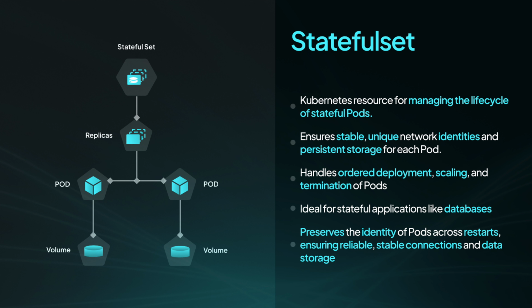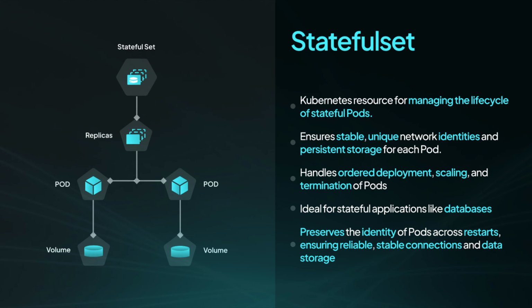Think about a database cluster, maybe a primary and a couple of replicas. Each of these database instances is stateful. It has unique data and a specific role. A stateful set ensures that each of these pods gets a stable, unique network identity, like a fixed host name, for example, DB0 and DB1, and its own persistent storage. As you see in the diagram, this pod is linked to its own distinct volume. This means if DB0 restarts, it comes back as DB0 and connects to the same storage, keeping its data.